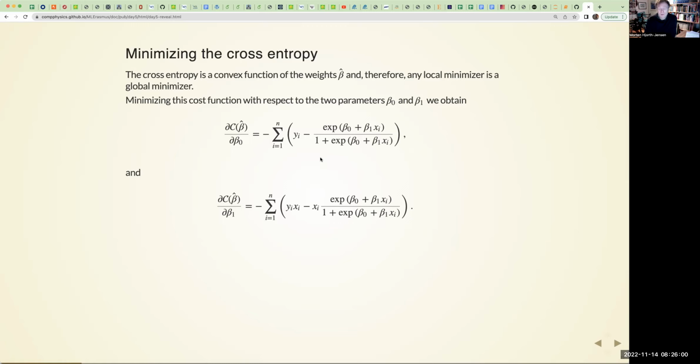And that means that unless we are extremely lucky and have a specific cost function, we will not be able to find nice analytical expressions for the parameters beta. And that's why we have to resort to numerical solutions.